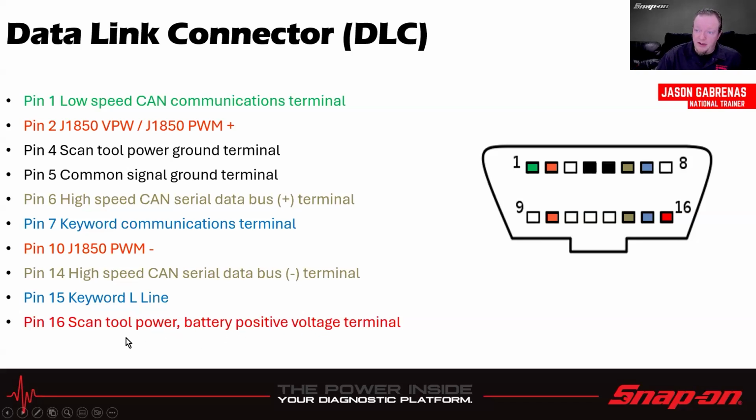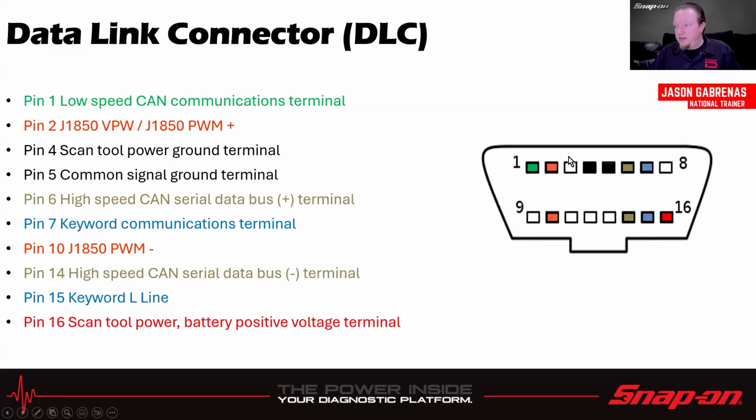So if you don't have power at pin 16, you might have a problem with the fuse or somewhere in the wiring. Pin 6 and 14 are going to be your main CAN bus. There can be multiple medium-speed CAN and low-speed CAN and other CAN bus communication on other pins. But the main engine, transmission, and body communication will all be on pin 6 and 14. And then pin 7 is K-line, for keyword, and then pin 15 is L-line if they have one to match. Some manufacturers do both. Some manufacturers just do the K-line.